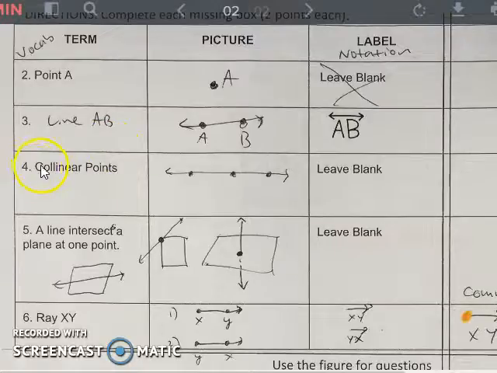Question number 4, collinear points. You only need to have at least 2 points that are on a line. I drew 3. You don't need to name each of the points.